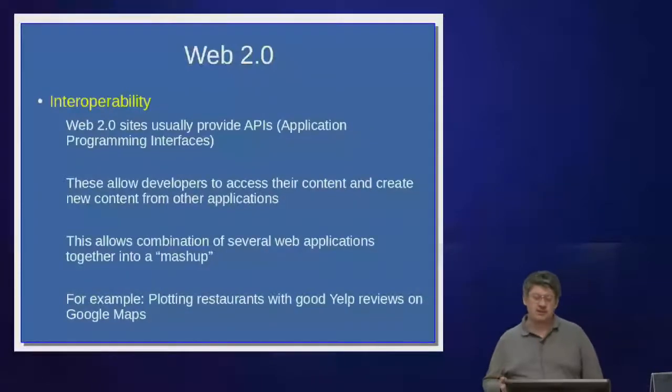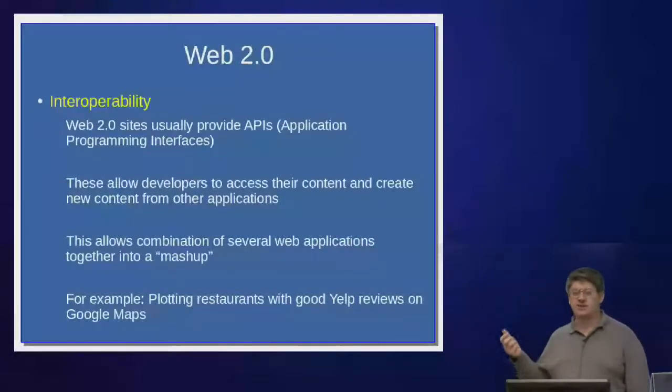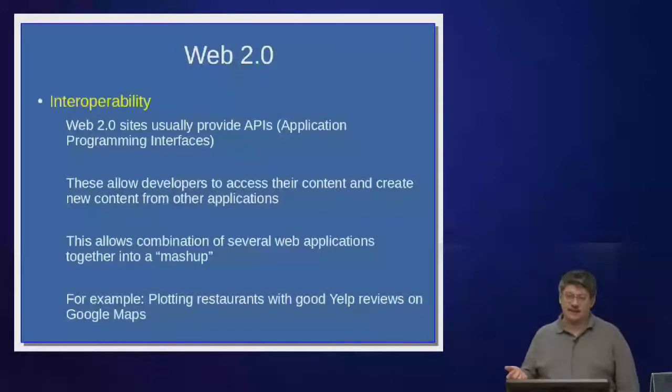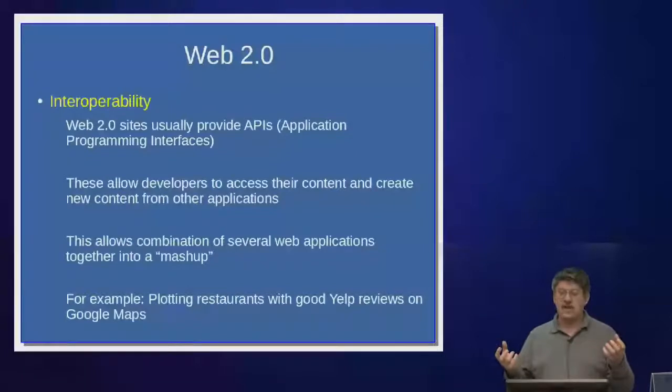Another feature of Web 2.0 sites is interoperability. What this means is that one website can interact with another website. Web 2.0 sites usually provide something called an API, an application programming interface, that lets a software developer access the features of that site. So what that allows us to do is create what's called a mashup. We can take the APIs from several different sites, put them together, and make something new. So for example, I could write a web application that takes reviews from Yelp and takes maps from Google Maps and puts them together and plots restaurants with good reviews in my area on a Google map. That would be a mashup.